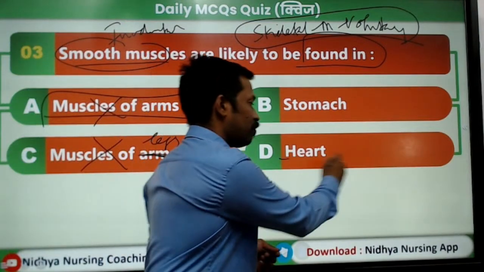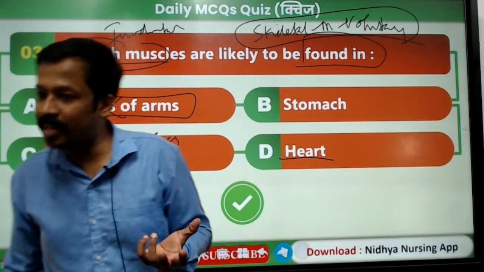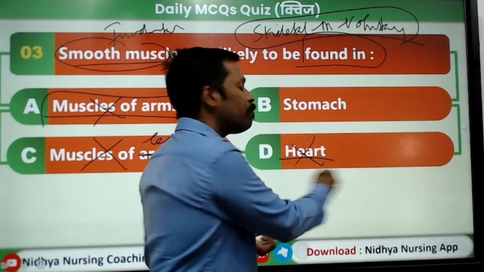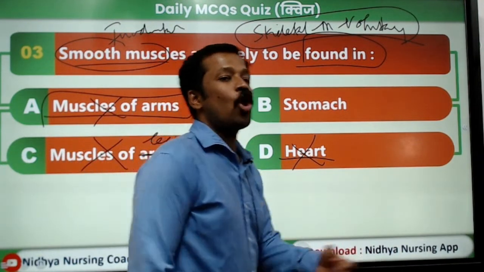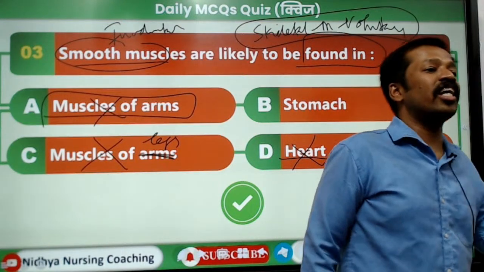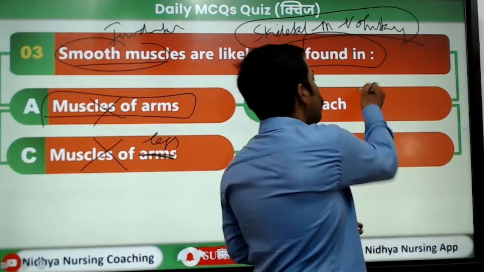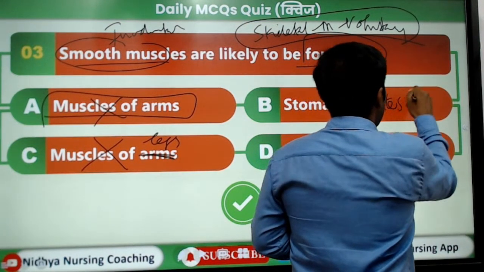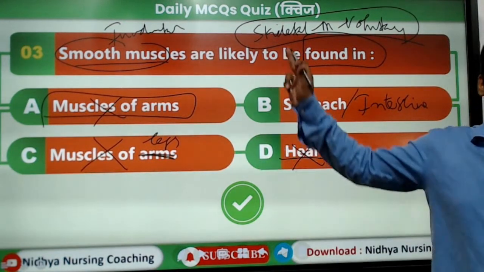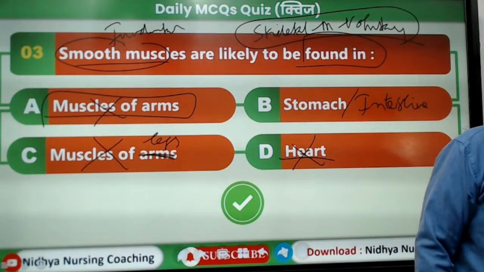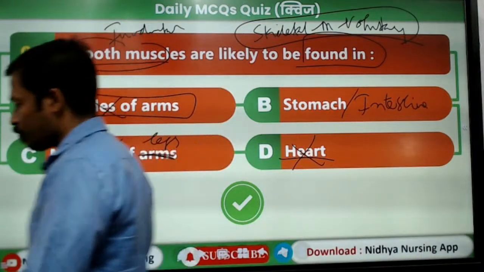Then heart. We know that it has a specific muscle that is called cardiac muscle, isn't it? So that is also not the answer. So what is the answer? Stomach, intestine. We can see involuntary or smooth muscles mainly in the stomach or intestines. That is the exact area where we can see smooth muscle. So what is the answer? Yes, very good. Okay, fine.